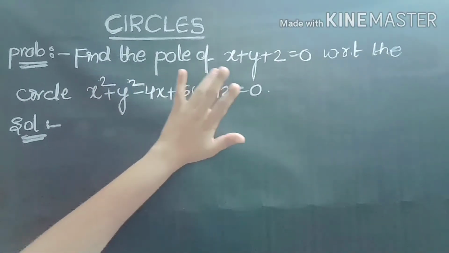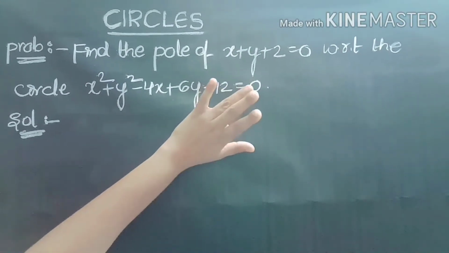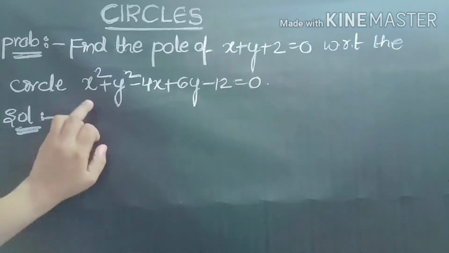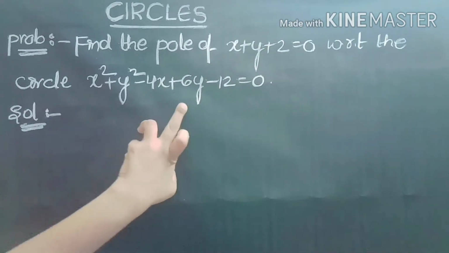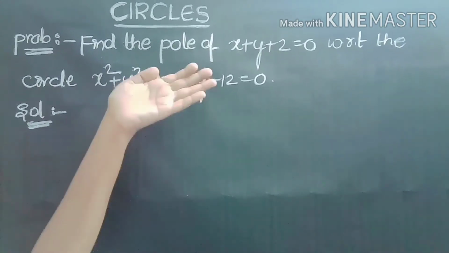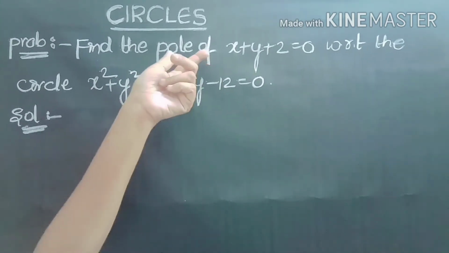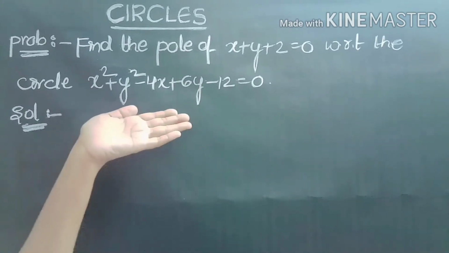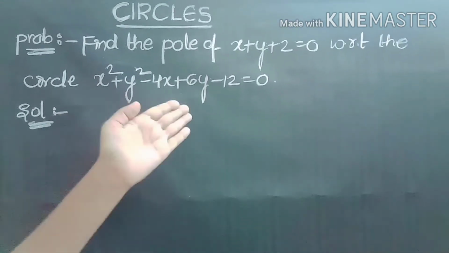Find the pole of x plus y plus 2 is equal to 0 with respect to the circle x square plus y square minus 4x plus 6y minus 12 is equal to 0. Find the pole of the line. Pole of the line means we want to find the point x1, y1. So here we take the second formula, the polar formula.